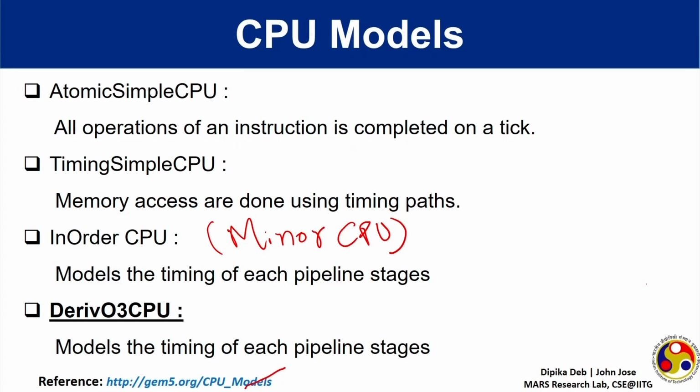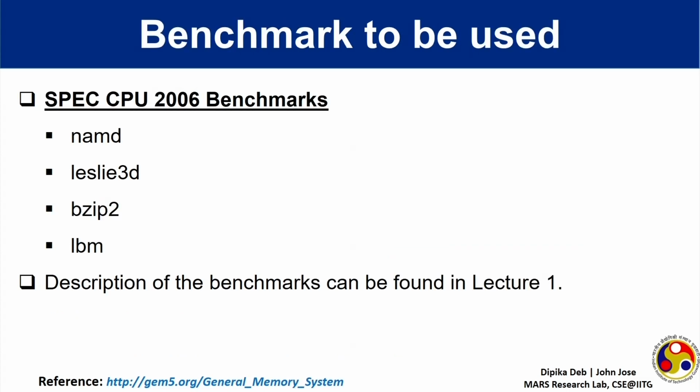We will use the O3 CPU for assignment 1. For all the assignments on gem5, we will use 4 benchmarks from the multi-programmed SPEC CPU 2006 benchmark suite, that is NAMD, Leslie, BZIP and LBM. The description of SPEC benchmarks can be found in lecture 1 of this course.